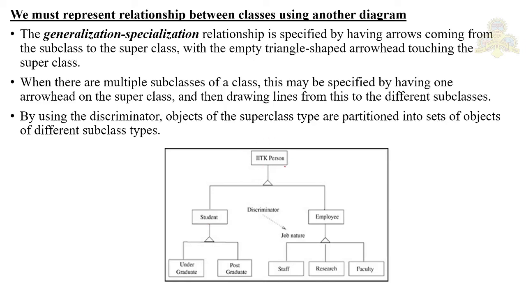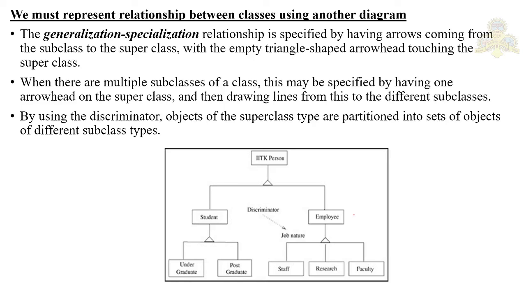There is a person in that college. He can be either a student or an employee. The student can be an undergraduate student or a postgraduate student. The employee can be a staff member, a research faculty, or a normal faculty. So we have multiple classes here. This is a base class, these two are inherited from this class, these two are inherited from the student class, and these three are inherited from the employee class.